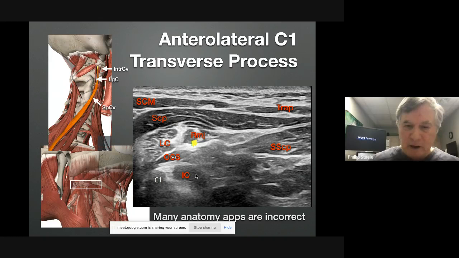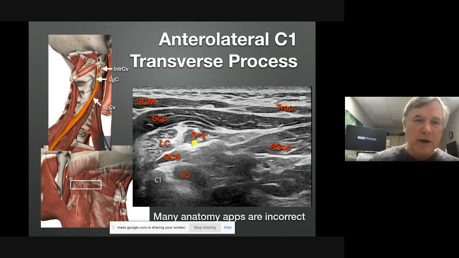Here's inferior oblique, which is right here. I have a superior oblique, which is taking off right there, off of C1, so these two will come in together. I have Longissimus Capitis right here. And what's interesting is the anatomy app I have actually has this incorrect.